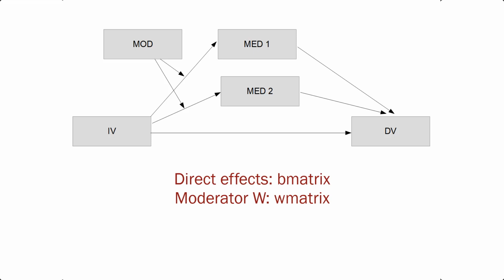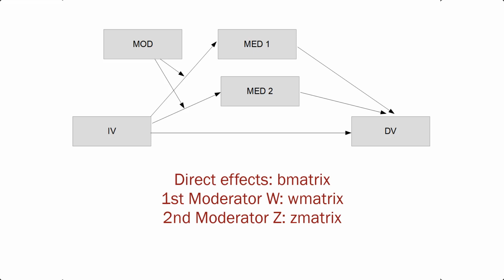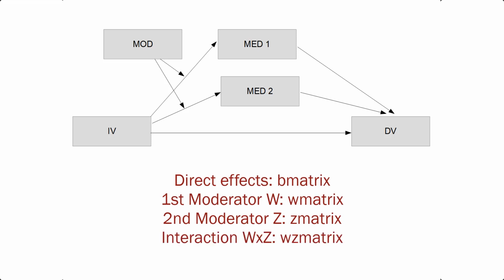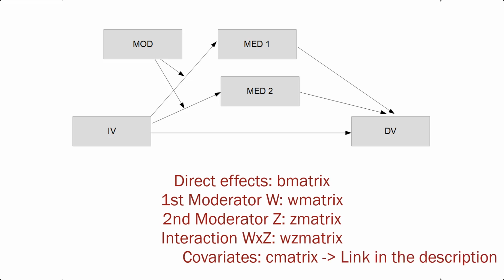There are two additional matrices I don't use in this example. If you want to program a model with two moderators, you would include a Z matrix as well to specify which effects are moderated by the second moderator, and you would include a WZ matrix to specify which effects are influenced by the interaction between the first and the second moderator. There's a last matrix I don't explain in this video, that's the C matrix, because you can also specify which covariate is used in which part of the model. I've made a separate video about that.